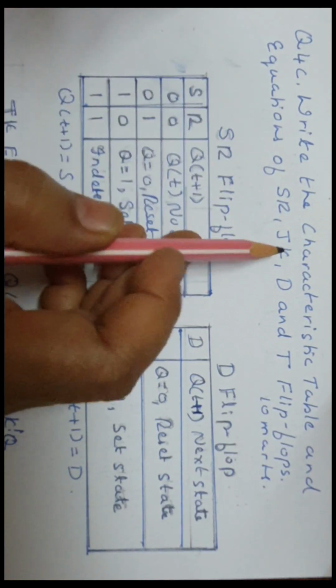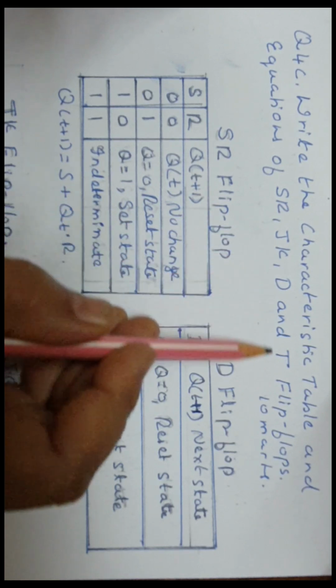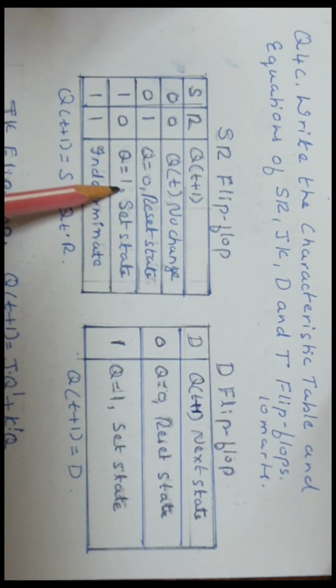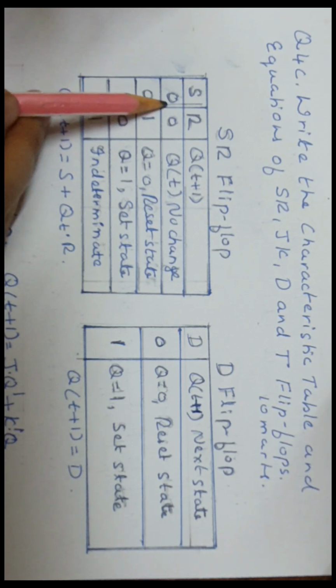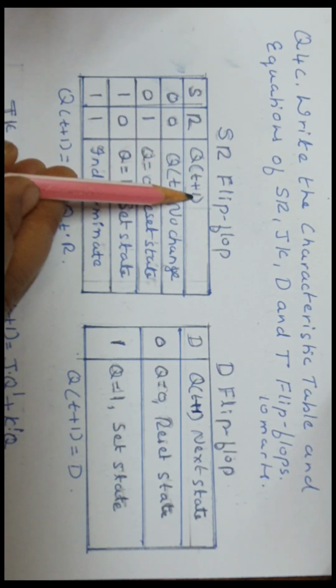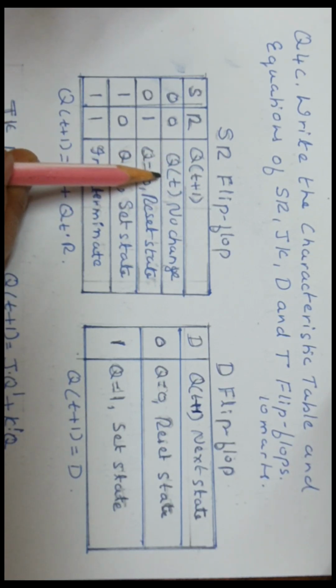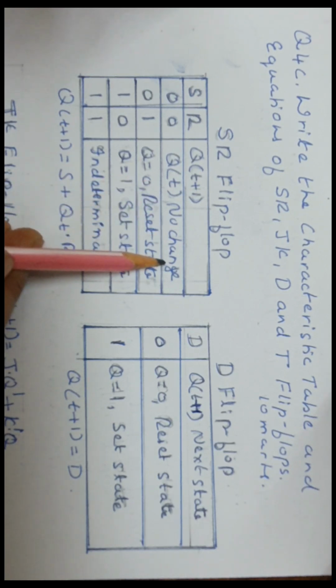Next, question 4c. Write the characteristic table and equations for SR, JK, D and T flip-flops. So solution, this is the characteristic table for SR flip-flop and its equation. S and R are the inputs. 4 combinations possible are 0, 0, 0, 1, 1, 0, 1, 1. For 0, 0 the next state will be same as previous state. So Q of t plus 1 indicates what the next state of the circuit will be after a clock cycle. Q of t means that is previous state. So next state will be same as previous state, hence it is no change.